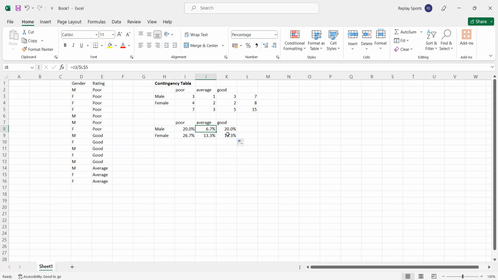If I pick someone with poor rating, what is the probability that person is male? Poor rating is what is given. So poor means you're talking about these 7 people, not the other 8 people. If I pick someone with poor rating, what is the probability that person is male? 3/7.